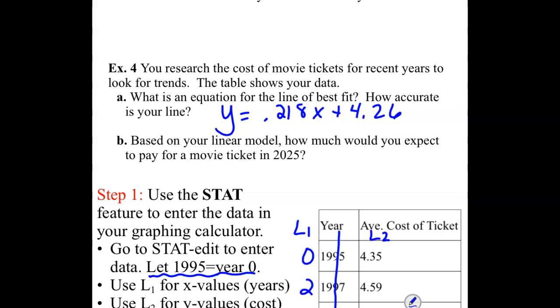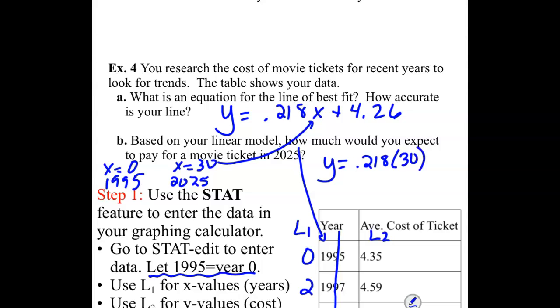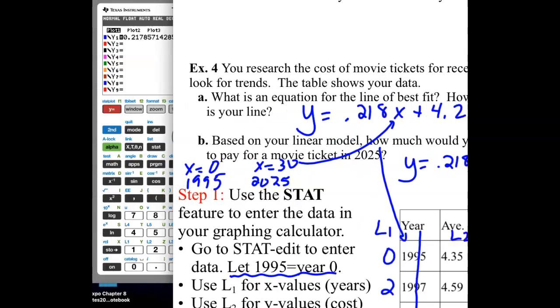We have to adjust this because remember we said x equals 0 was 1995? So if x equaling 0 means 1995, what would my x value be for 2025? That's 30 years later, yes? So I'm going to put a 30 in for x. I can do this by hand. I can physically dump a 30 in there and calculate 0.218 times 30 plus 4.26. I can do that, right? Or I can go to my calculator.